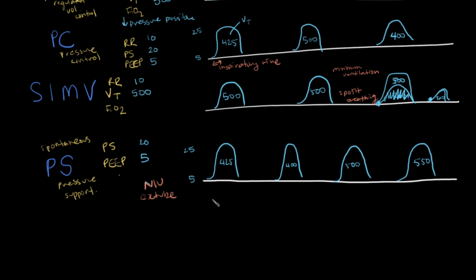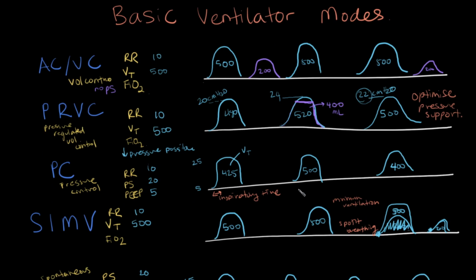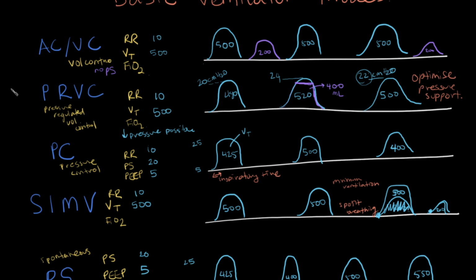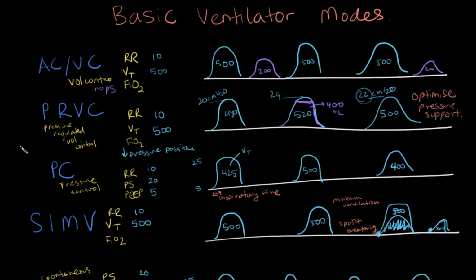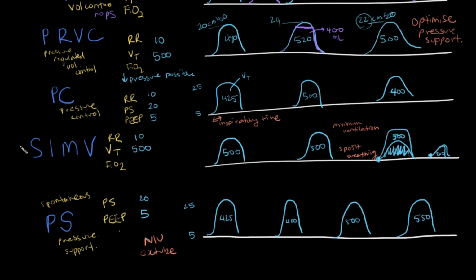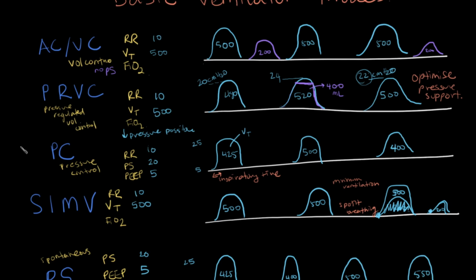So yeah, today we talked about 5 different ventilator modes, and we talked about them in a little bit of basic detail, but volume control, pressure regulated volume control, pressure control, and SIMV are where we set the respiratory rate, and pressure support or non-invasive ventilation is really when we have spontaneous, that's a spontaneous mode.